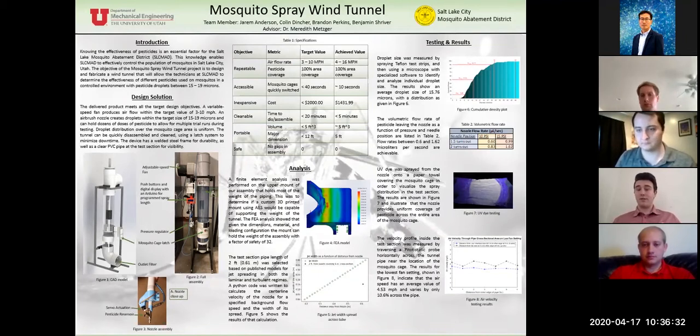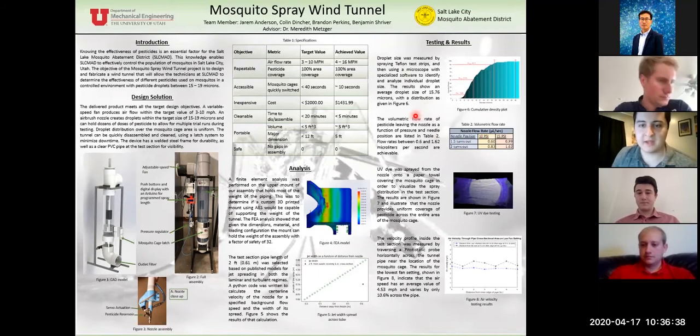Next, we'll talk about the testing results. Brandon will take us away with that. Yeah, so moving on to testing and results, our first main concern when starting this project last semester was making sure that we could get droplets in the size range SlickMad specified. They wanted droplets between 15 and 19 microns.